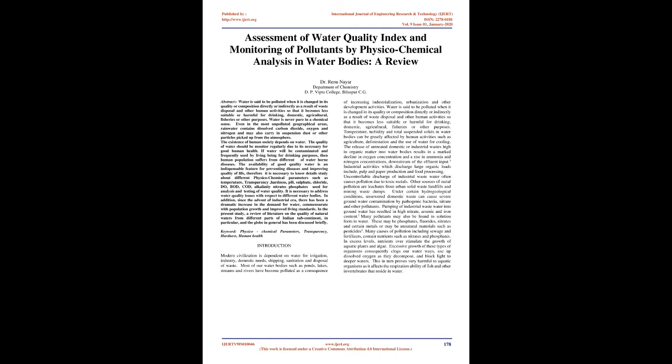Water is said to be polluted when it is changed in its quality or composition directly or indirectly as a result of waste disposal and other human activities so that it becomes less suitable or harmful for drinking, domestic, agricultural, fisheries or other purposes. Temperature, turbidity, and total suspended solids in water bodies can be greatly affected by human activities such as agriculture, deforestation and the use of water for cooling.